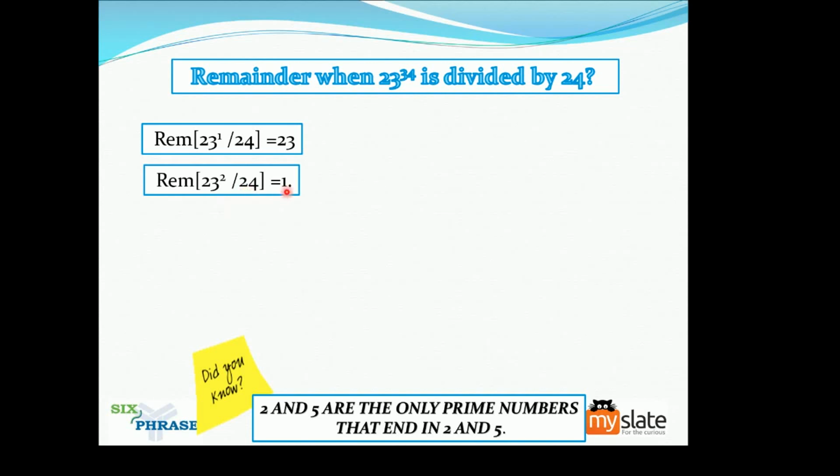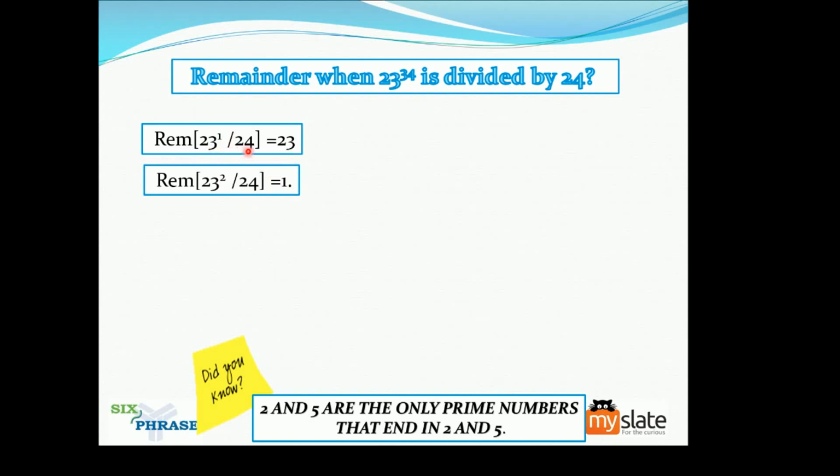Once you get 1, what do you do? You stop, because again for 23 cube divided by 24, what will be your answer? It is going to be 23. Okay, 23 power 4 divided by 24, the remainder is going to be 1. So 23 and 1 are going to alternate. For all the odd powers of 23 divided by 24, the remainder will be 23.